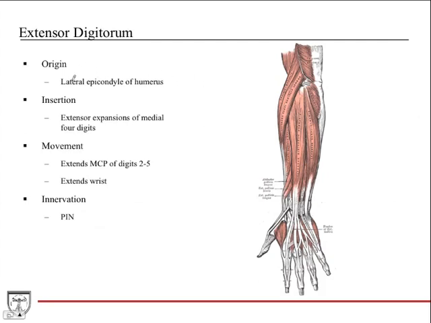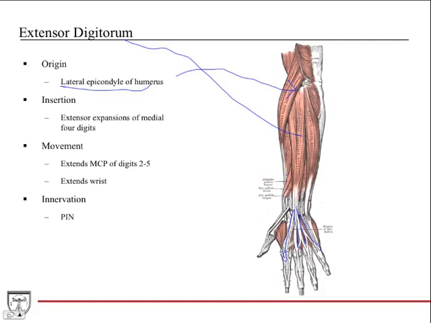So extensor digitorum, lateral epicondyle of the humerus, so that's in here. Here's the muscle right here, and as you can see, it shares that common origin at the lateral epicondyle. It's also called the extensor wad, just like the flexor wad in the anterior compartment. And as you can see here, it comes down, and it's similar to the flexor digitorum muscles in the anterior compartment. It fans out like this into the multiple attachments, and it attaches onto these.